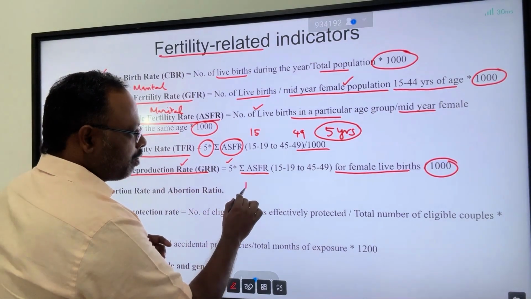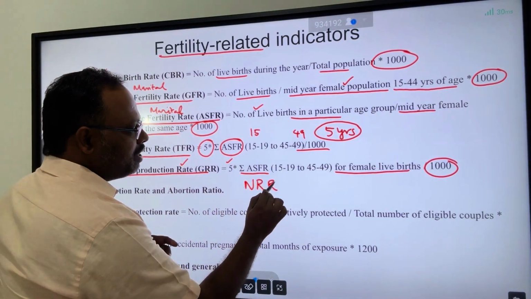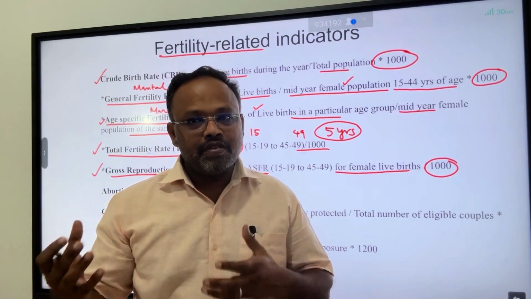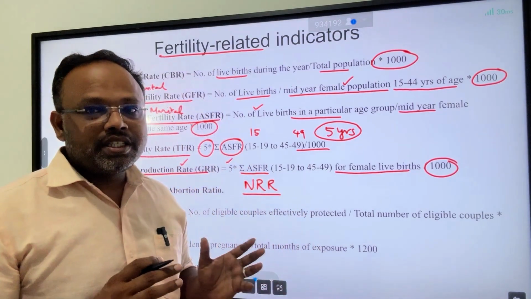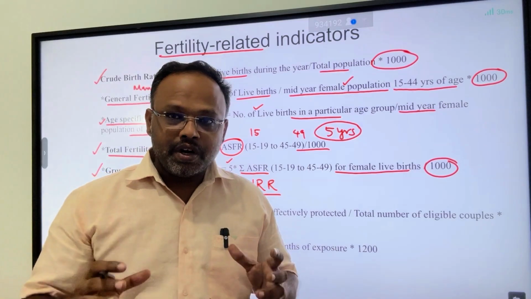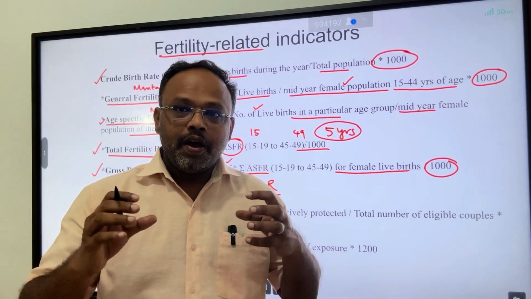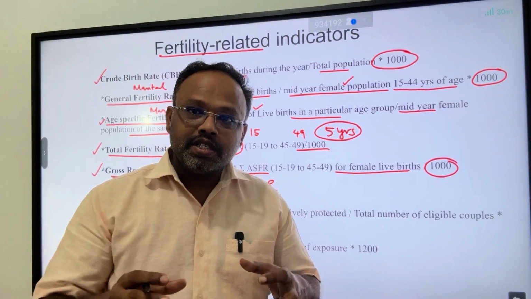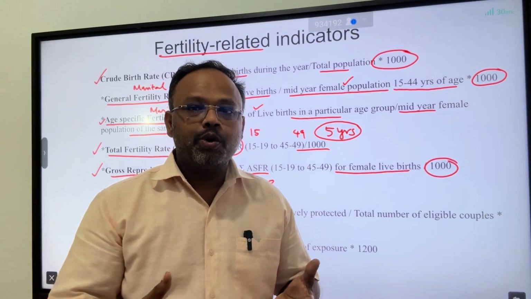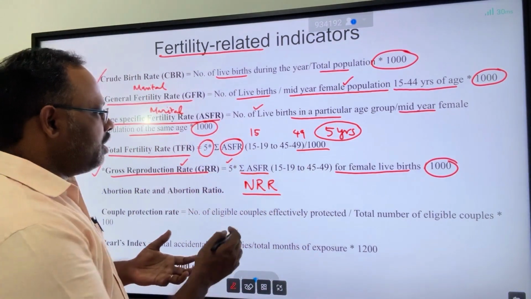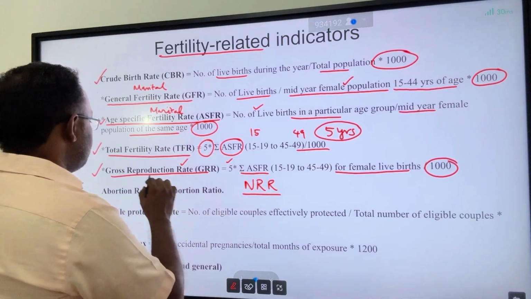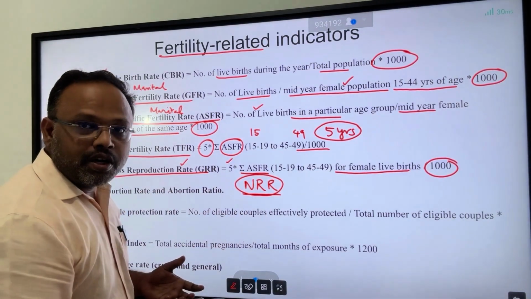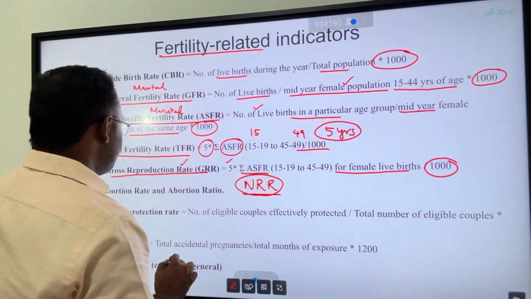There is a modification of this formula with the current females, where we calculate the number of expected females. But in NRR, that is the net reproductive rate, with the current fertility and reproductive pattern, if a female baby is born now, how many female babies that baby will produce is called the net reproductive rate. So that is also a modification of the gross reproductive rate. Most family planning programs use this net reproductive rate.